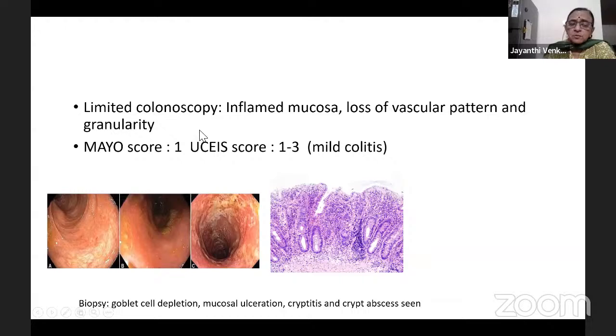So colonoscopy, we always do a limited colonoscopy during the acute phase without a preparation. We saw an inflamed mucosa with loss of vascular pattern and mild granularity and friability of the mucosa. And this constituted a Mayo score of 1 and a UCEIS score of 1 to 3, which is actually a mild colitis. And the biopsy confirmed that this patient had ulcerative colitis based on cryptitis and crypt distortion and goblet cell depletion.